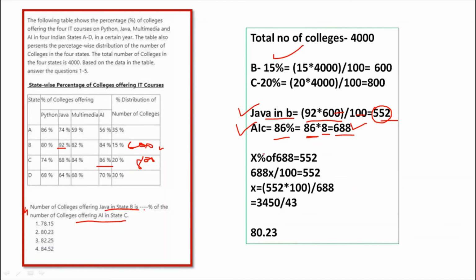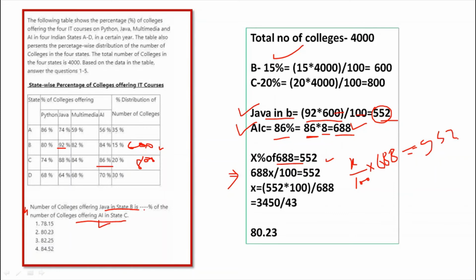So assuming this is x, x percentage of 688 is 552. This becomes the expression, and we will have to solve it mathematically now. So x percentage, x divided by 100, of the number of colleges offering AI in state C, that is 688, is the number of colleges offering Java in state B, which we have calculated as 552.